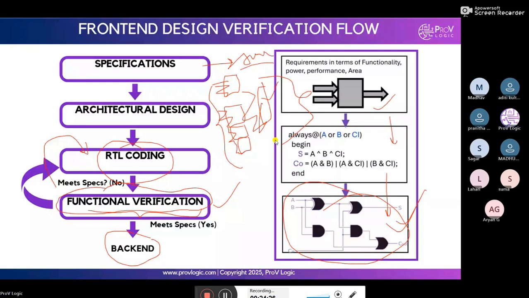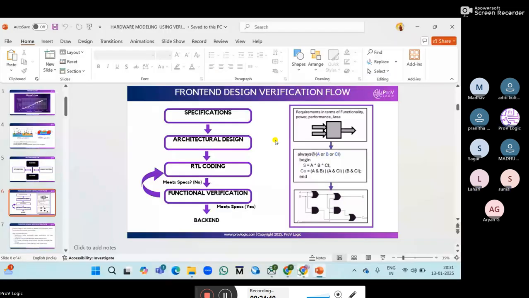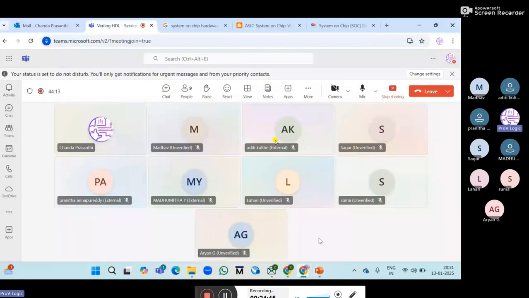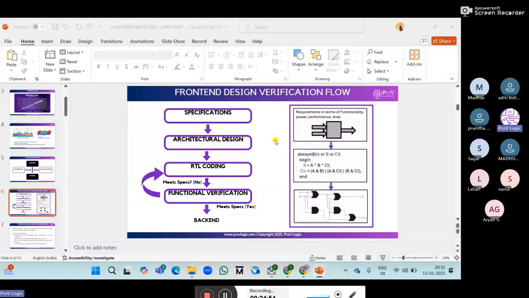Any doubts still here? Hello, are you there? No, ma'am, no doubts. Okay, what about Sagar, Shranita? Yes, ma'am. Madhav? Okay, no doubts.